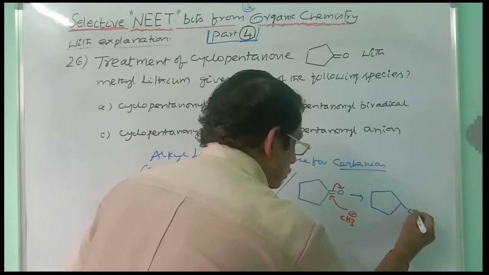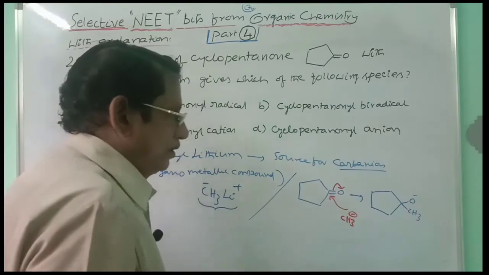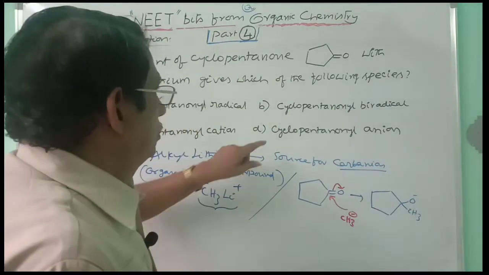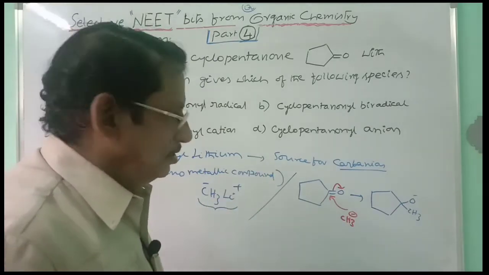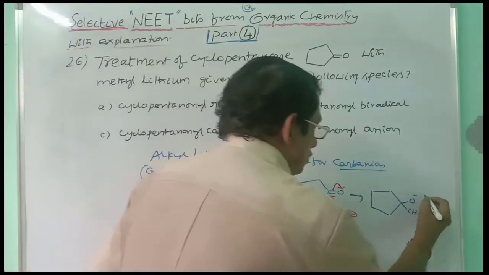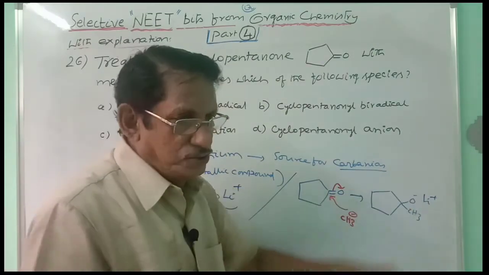here CH3 and here O minus. This is cyclopentanone anion, not cation. Of course, lithium will be added to it. This becomes lithium salt. Upon hydrolysis, this will be converted into OH group.